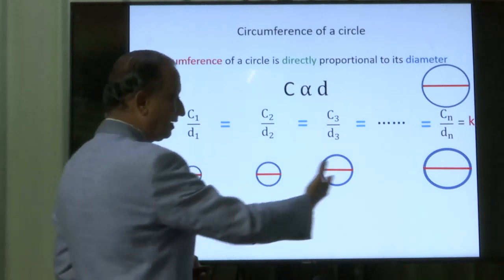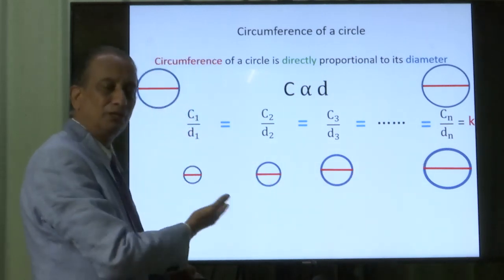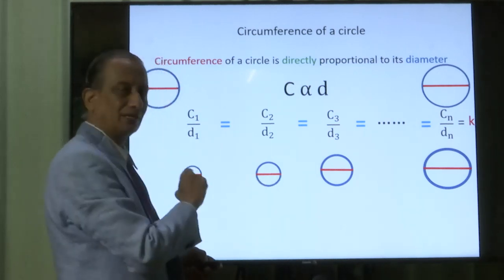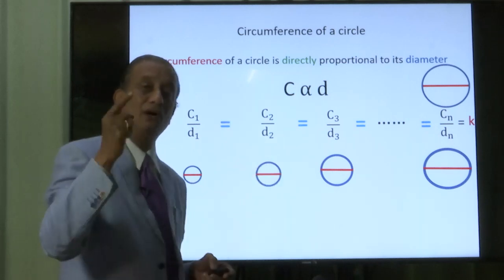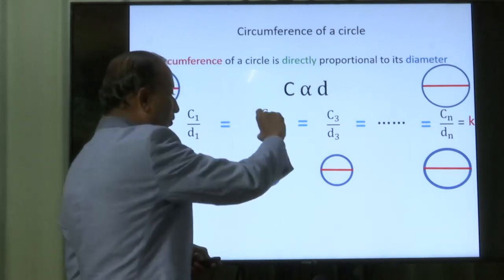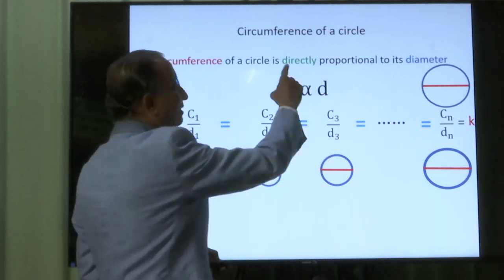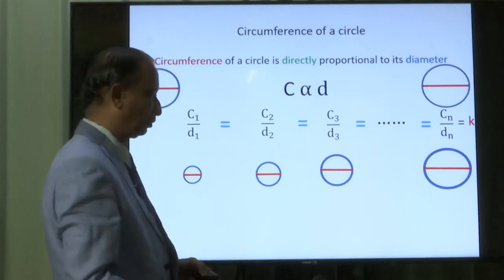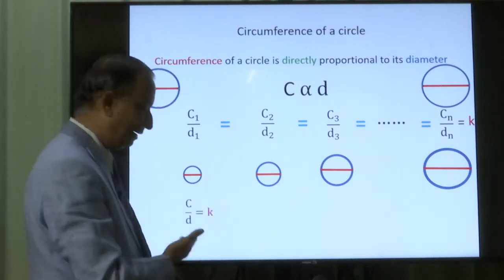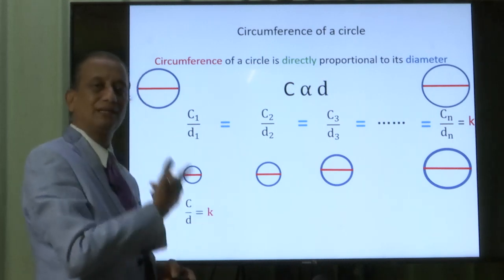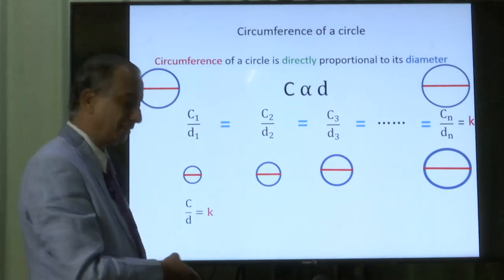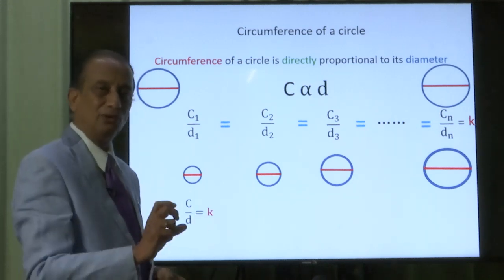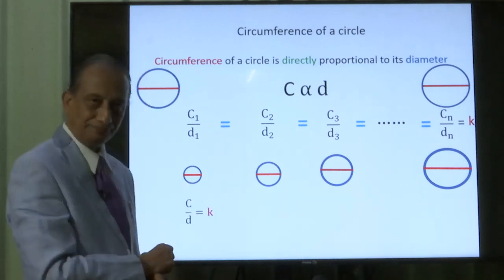So, in all these cases, however big or small the circle may be, the ratio between the circumference of the circle to its diameter is always a constant. If the quotient is a constant, we say this proportion is a direct proportion. So we can rewrite this as: circumference of any circle divided by its diameter is always some constant. Let us denote this constant by the letter K.